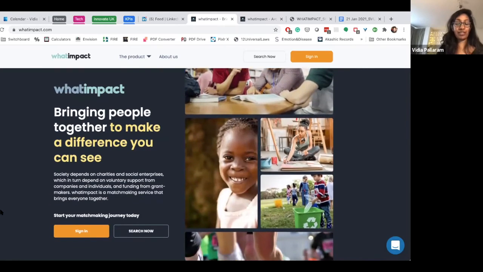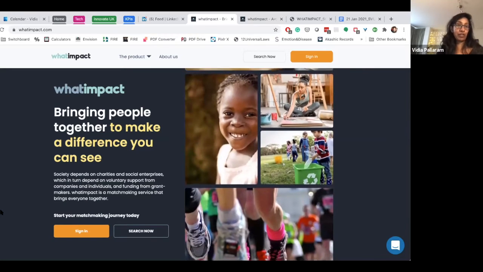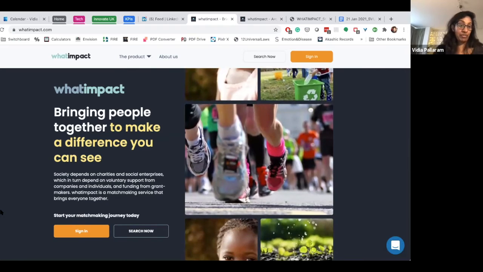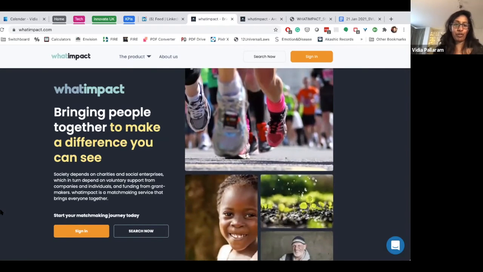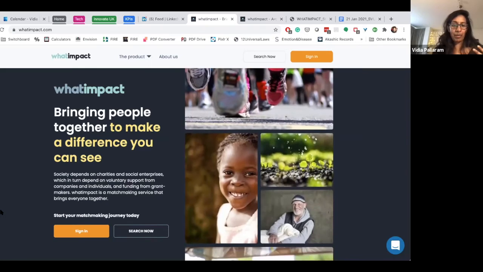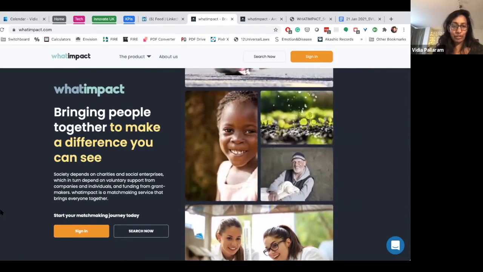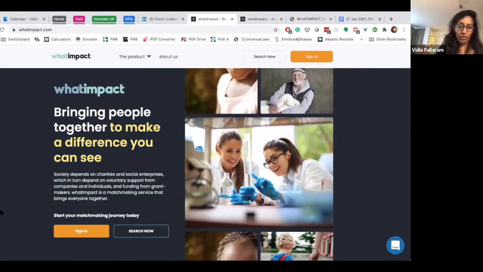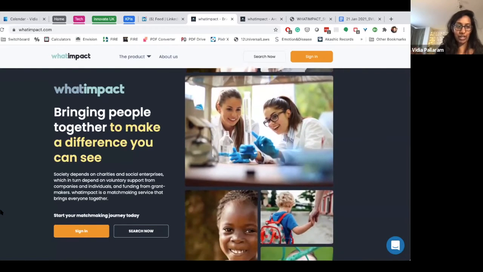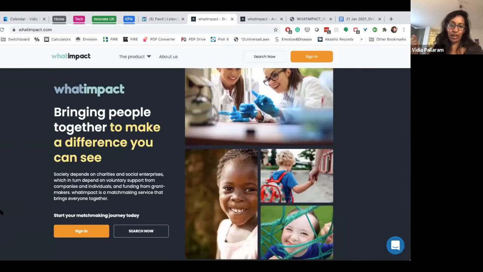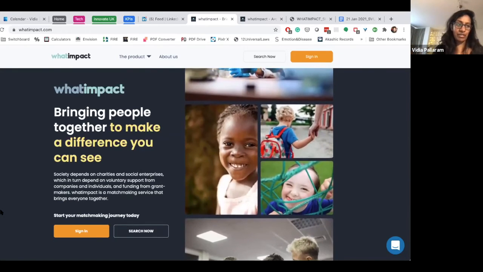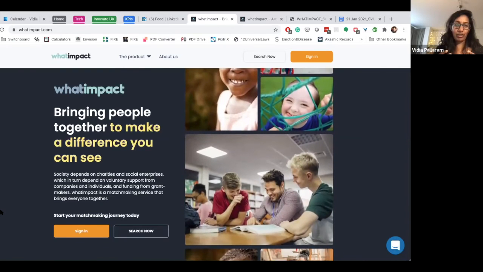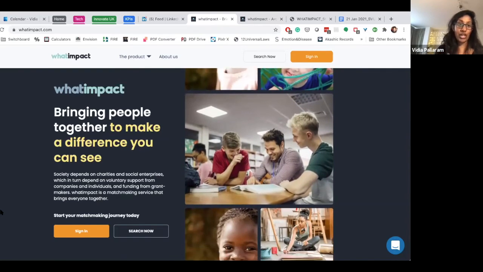Okay, so this is our platform that Tiia has just been speaking about. It's essentially whatimpact.com. And as I said earlier, the whole purpose of this platform is to bring companies and grant makers, those people that have got resources to give, and match them using our artificial intelligence matching algorithm with charities and social enterprises. The matching algorithm works on shared values, shared goals and shared mission.